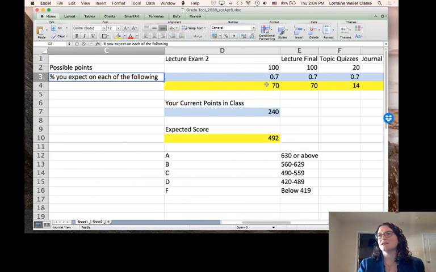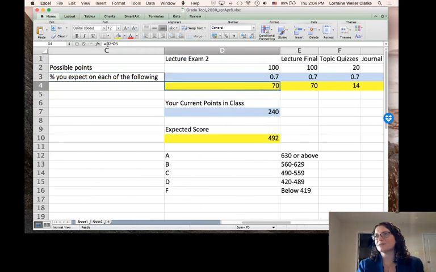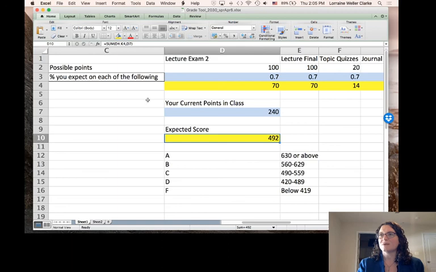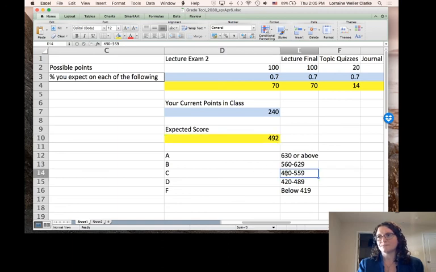So don't disturb this because it has calculations in it, okay? Then you type in your current points of class. It's going to give you an expected score. Gives you a range now. You can see that C is 490 and above. So if someone's at 240 now and they stay at 70% for the rest of the class, they will get a C, just barely a C in class without much buffer. Potentially this person may want to consider improving in some other areas.